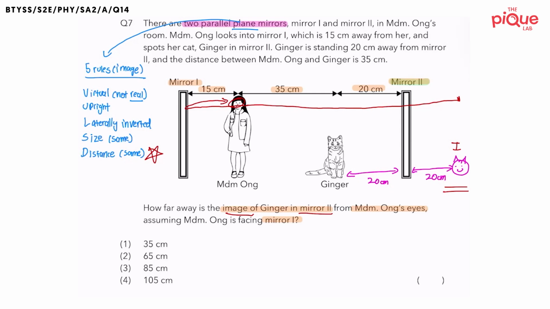Now after that, all we need to do is to take note of the distances. So let's write it down together as well. Over here we have 20 cm, another 20 cm, 35 cm, followed by 15 cm, and another 15 cm back into Madam Ong's eyes. All you need to do is to add up all these numbers in your calculator. After you add up all these numbers, can you tell me what is the distance that we get? We get 105 cm. With that being said, which option is our answer? Our answer is option 4.